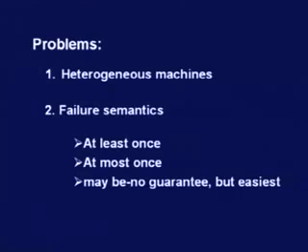Messages can fail to be sent or received, in which case they have to be resent, or a duplicate message has to be sent, or a duplicate receive has to be done. So, when such a failure occurs, what should be the failure semantics? Should the message be sent at least once, or at most once, or as a maybe? Either it is sent or it is not sent, there is no guarantee, but of course, this is the easiest semantics.